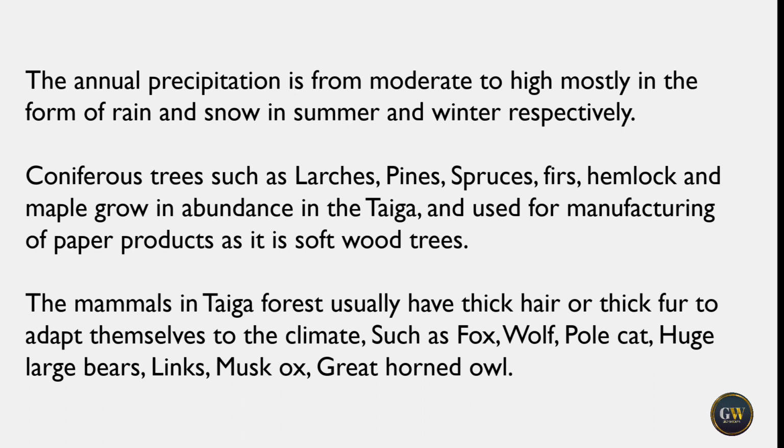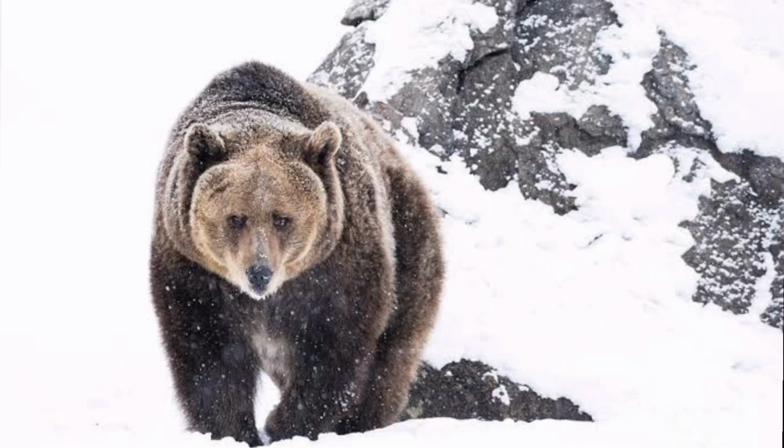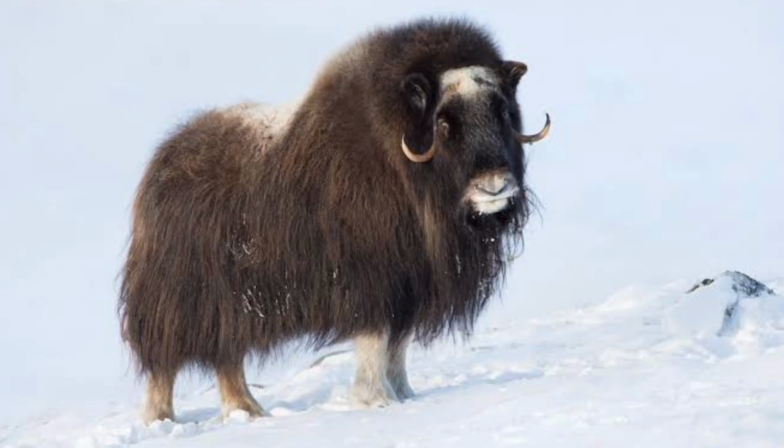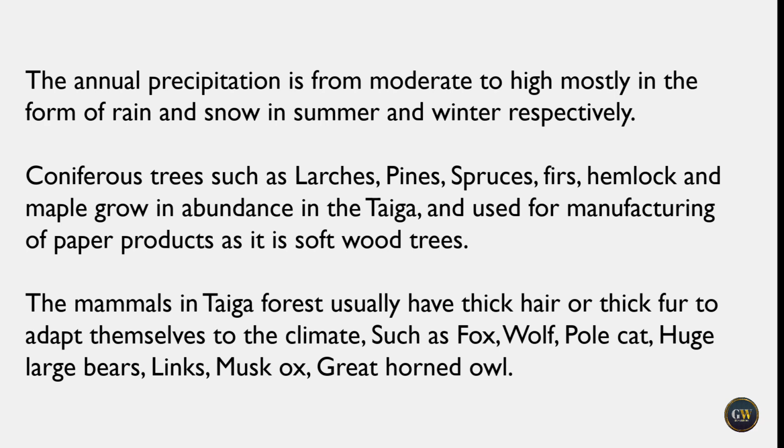The mammals in the taiga forest usually have thick hair or thick fur on their bodies that helps them adapt to the climate, such as fox, wolf, polecat, huge large bears, lynx, musk ox, and the great horned owl. So these all are the animals of the taiga climatic condition.